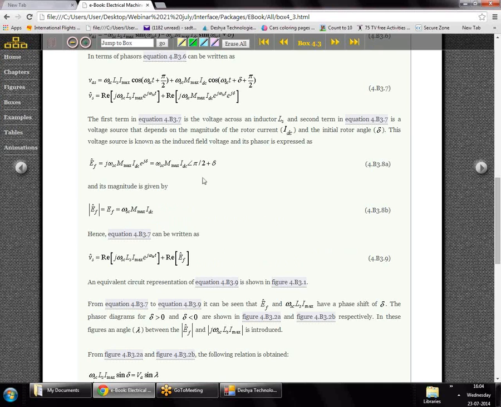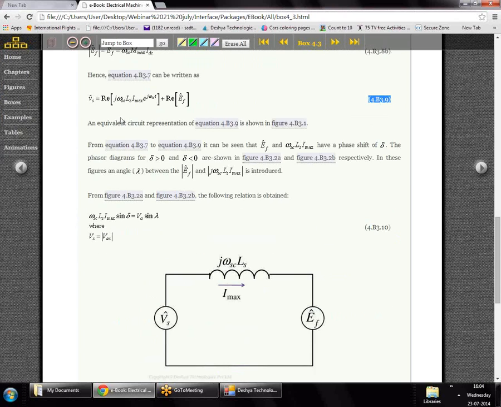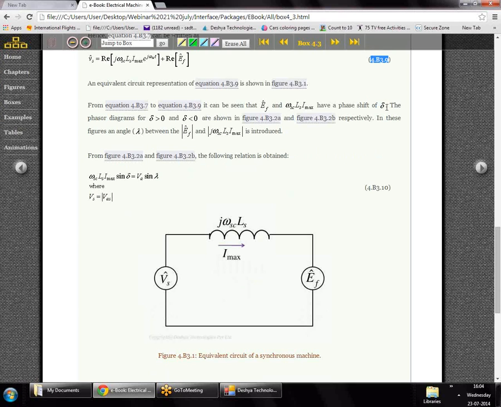that is B3.8B. And if I want, I can write down my equation number 4.B3.7 in terms of phasor, and the phasor representation is given in equation number 4.B3.9. From this phasor representation we can see that there is only one equivalent circuit which can satisfy equation 4.B3.9, and that equivalent circuit is shown here in figure 4.B3.1. This is the equivalent circuit of a synchronous machine.